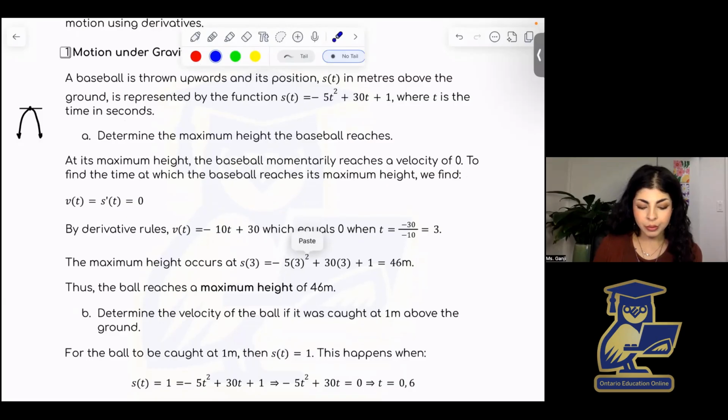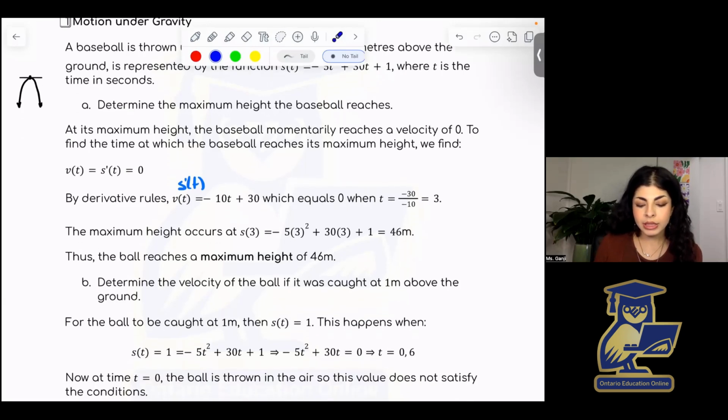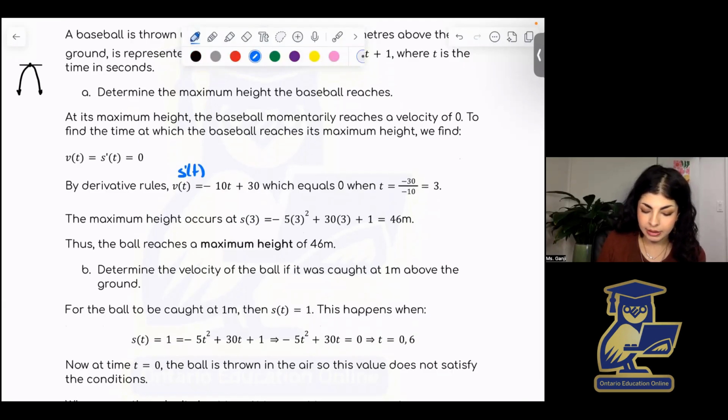So by derivative rules, v of t, which is, again, s prime of t, is equal to negative 10t, which we get from power rules, plus 30, and the 1 is a constant, so it does not contribute to our derivative. And this equals 0 when, and this is just rearranging, t is equal to negative 30 over negative 10, which is 3. So at time 3 seconds, because our time was in seconds, we're at the maximum height the ball reaches.